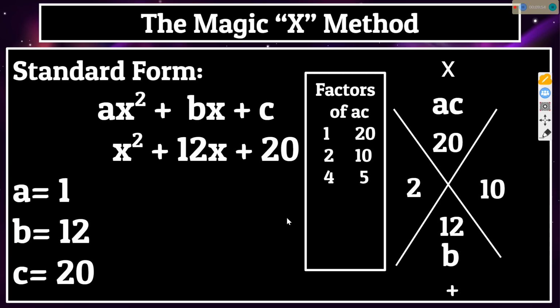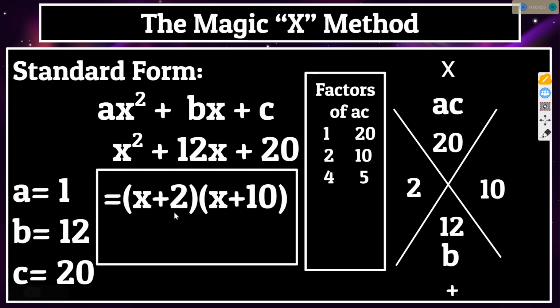Now, we would go factor this expression by writing it as x plus 2 times x plus 10. And again, in this case, as I said, the 2 is positive and the 10 is positive, and that's why we have our 2 and our 10 right here. So these are some basic examples that we're going through.